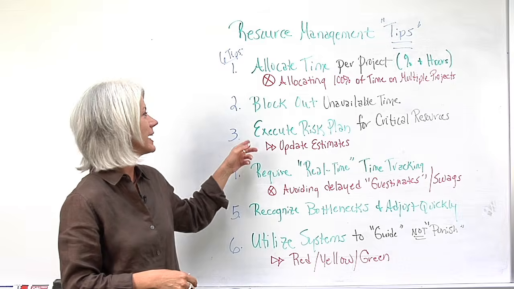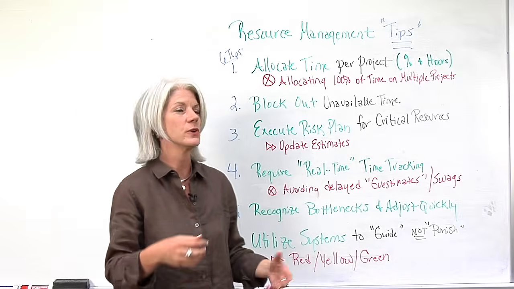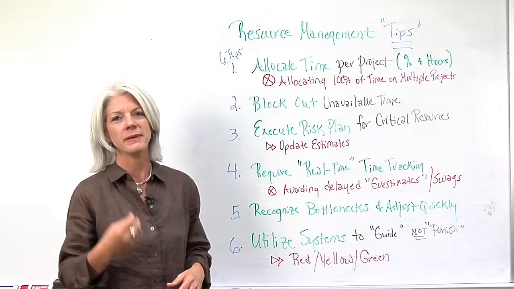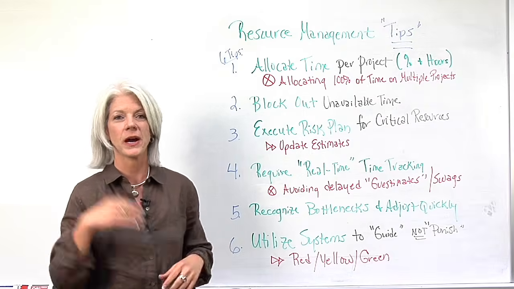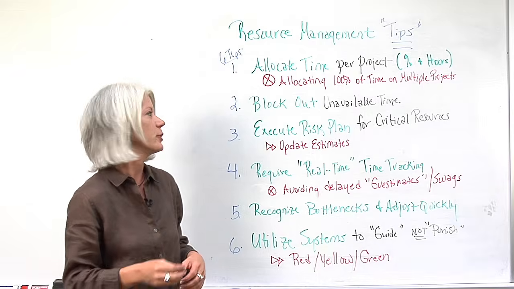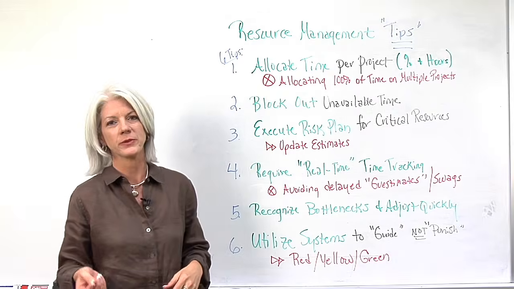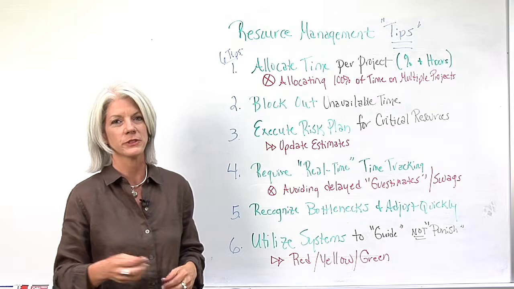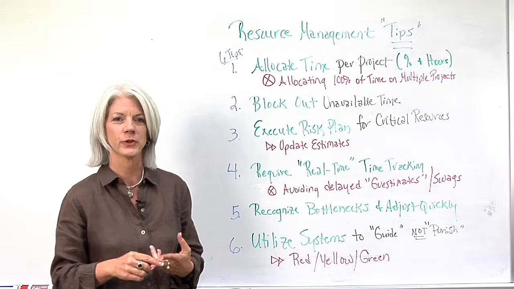Number 3, execute a risk plan for your critical resources, or your critical people who are assigned on your project. Many times a critical person on your project may be reassigned to a higher priority project or taken off, or for some reason not available on your project. So it's important to implement the risk plan for those specific people, to identify who they are, and a risk plan in case something happens to the critical people.